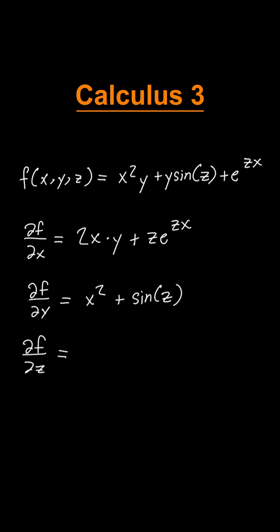Finally, partial f partial z. In the first part, there's no z, so it becomes 0. In the second part, we differentiate sine z, which is cosine z, and we just attach a y because it's a fixed number or a constant. And in the third part, just imagine that x is any number, so differentiating that is just going to give us x e to the zx. And that's how we find all partials of this multivariable function.